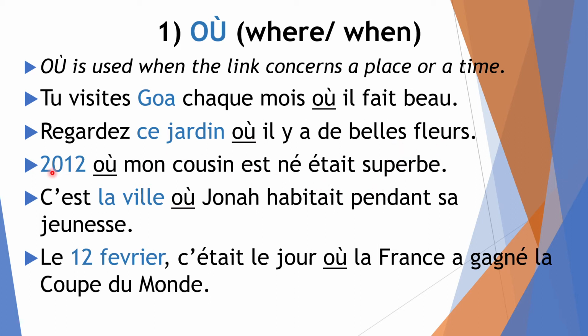Then, 2012, right? Dash, mon cousin est né, était superbe. Now, the two sentences, if you had to split this up, it would be 2012 était superbe or mon cousin est né en 2012, right? So 2012 is the common factor here, which is the time. Okay, don't forget, où is not only for places, it is also for time. Okay, so you'll have to use où because 2012, which is the common factor here, is a time.